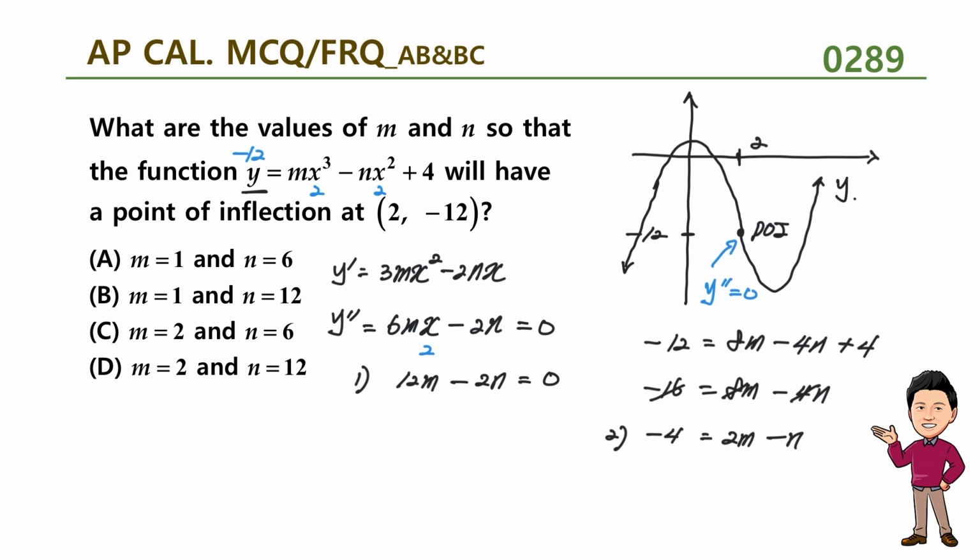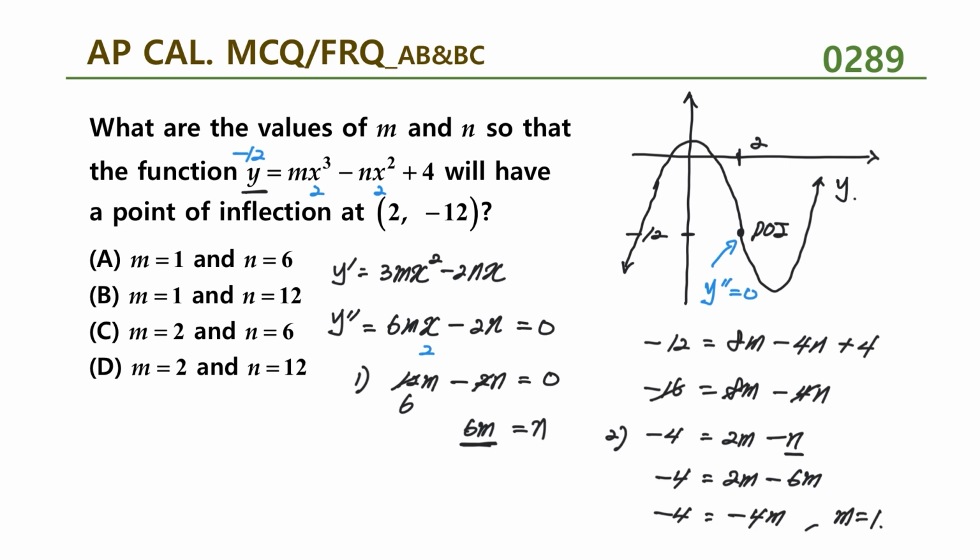Here, the first equation is also divisible by 2. So 6m equals n, right? So we can say that n is equal to 6m. And we're going to substitute 6m for n right here. So -4 is equal to 2m minus 6m. So -4 is equal to -4m. Then m is equal to 1, right? So if m is equal to 1, what's n? n must be equal to 6, right? So m is equal to 1, n is equal to 6. So the answer must be A, right?